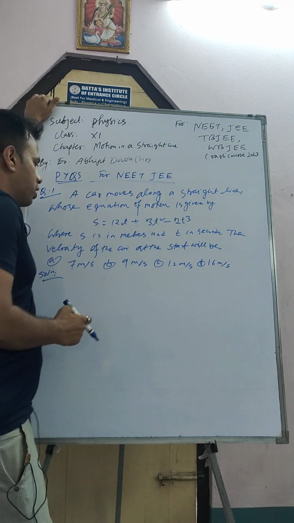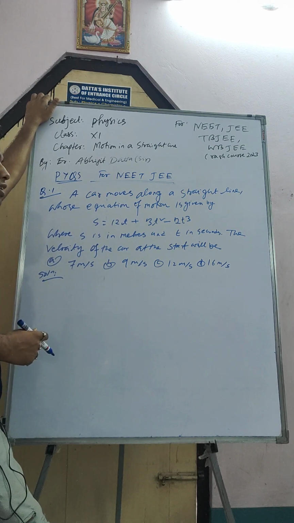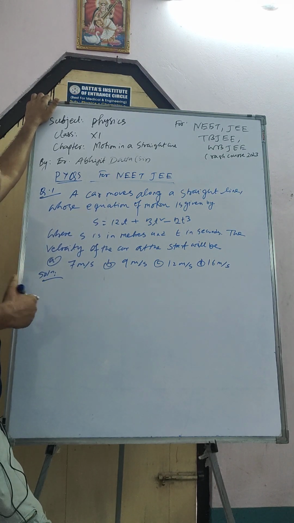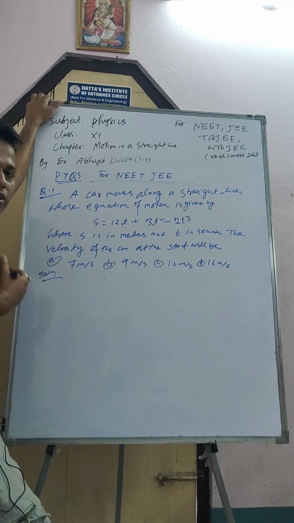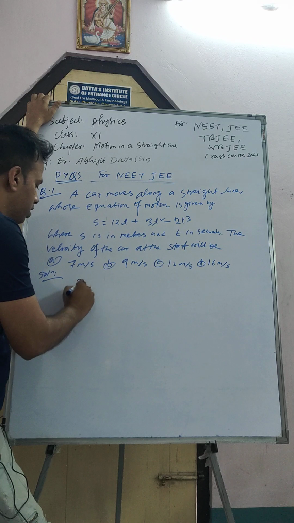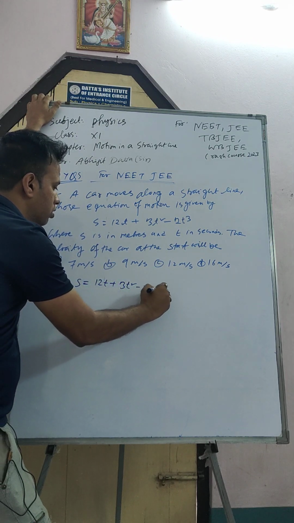12t plus 3t square minus 2t cube, s is in meter and t is in seconds. The velocity of the car at the start, that is the initial velocity of the car, is what we have to find out. At the start means at t equal to 0. So what is given here: s is equal to 12t plus 3t square minus 2t cube.